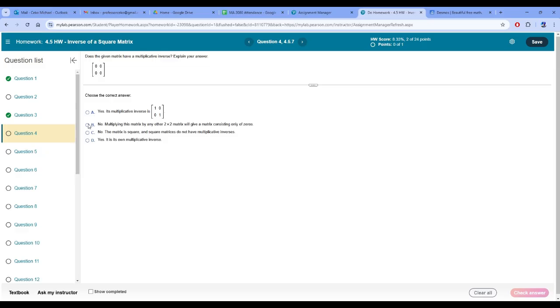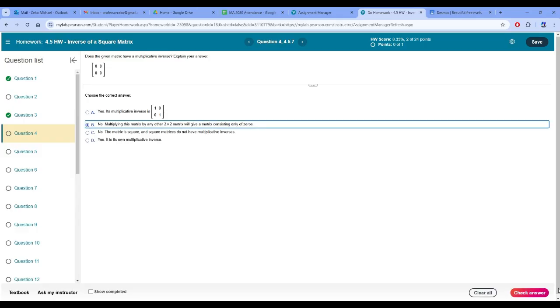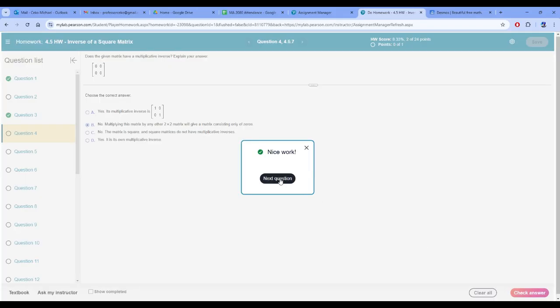I'm going to say we're going to divide by 0 of only zeros. I think this one. Yeah, multiplying the matrix by another 2 by 2 will give a matrix consisting only of zeros. Therefore, 0 doesn't have an inverse, right?